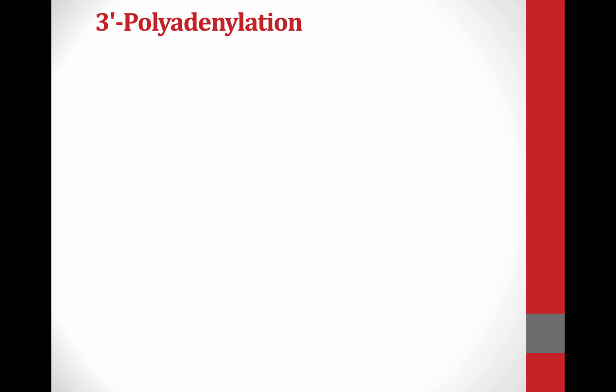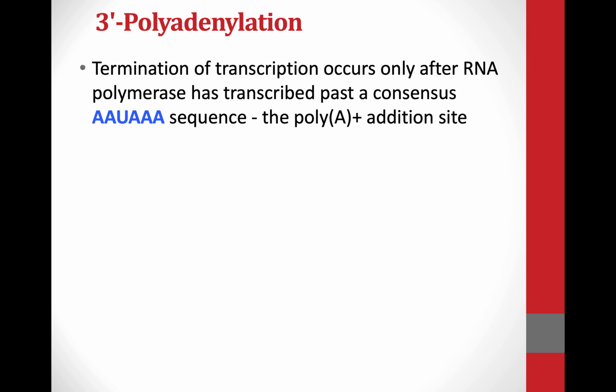Now let's move on to the last part, which is the 3' polyadenylation. Polyadenylation always occurs at the 3' site, it couldn't occur at the 5', so it signals for termination of transcription. This could only occur after RNA polymerase has transcribed past the consensus sequence, AAUAAA, which is the poly A addition site.